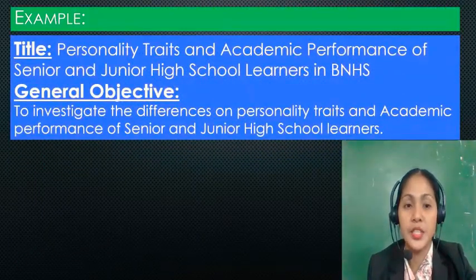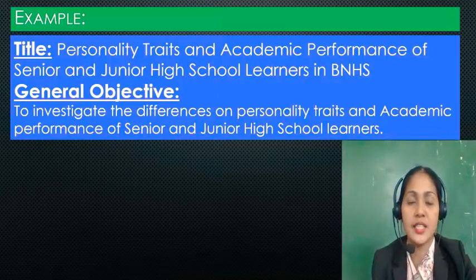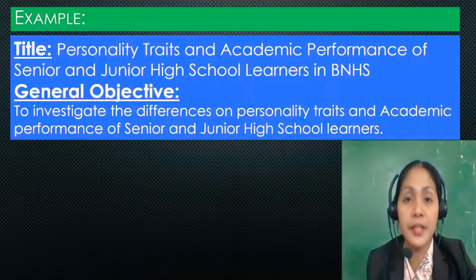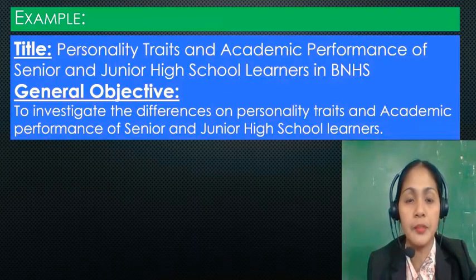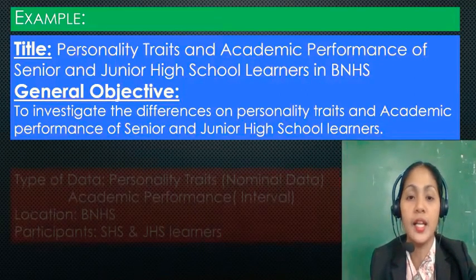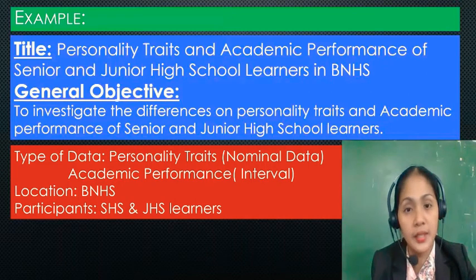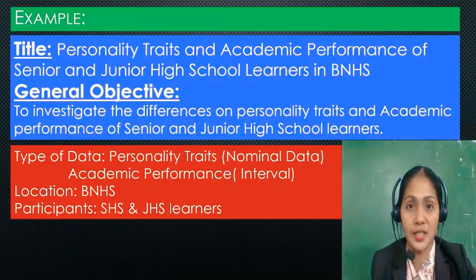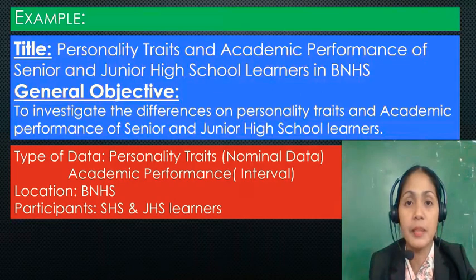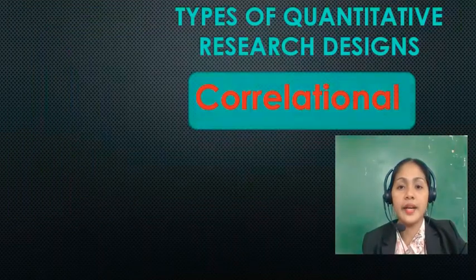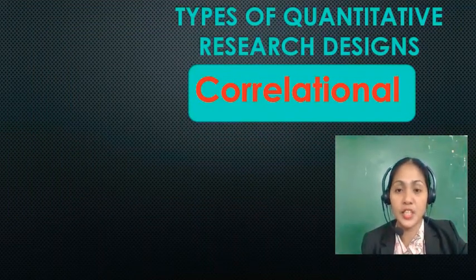Example is personality traits and academic performance of senior and junior high school learners in BNHS. The objective is to investigate the differences on personality traits and academic performance of senior and junior high school learners. Based from the given title, we could see that the type of data you will be needing are personality traits, a nominal data, and academic performance, which is an interval data. The location could be in BNHS and the participants are, we could see that there are two groups, the SHS and JHS learners.